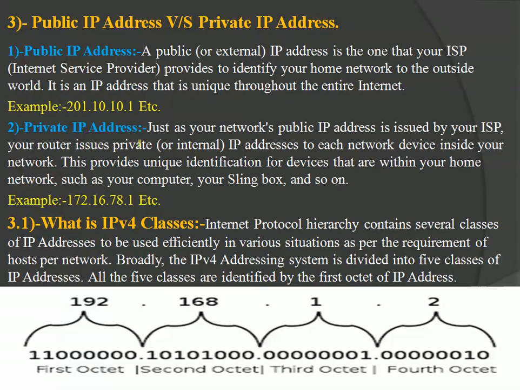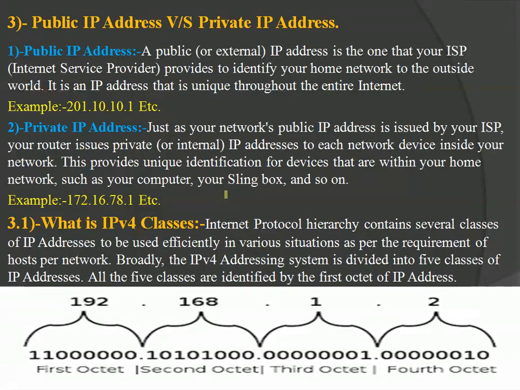By the help of a private IP address, we cannot access the internet. And why are private IP addresses used? That is because of the limitation of IP version 4. There are very few IP addresses available.